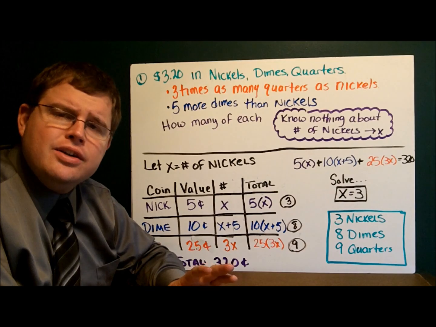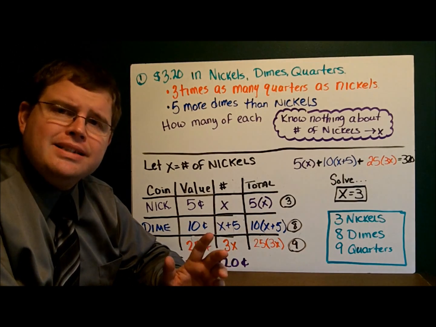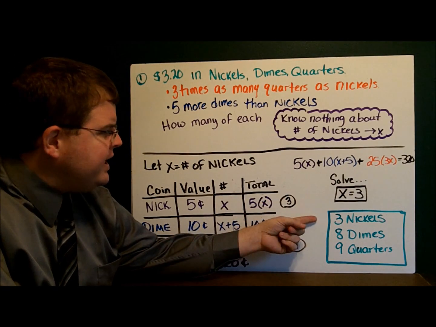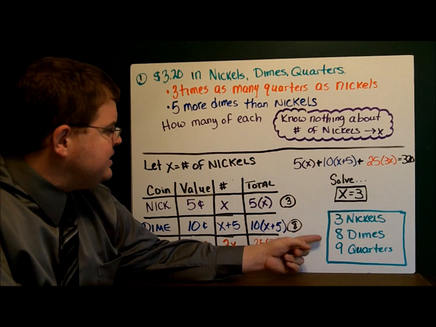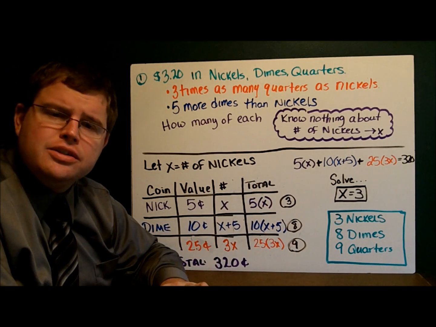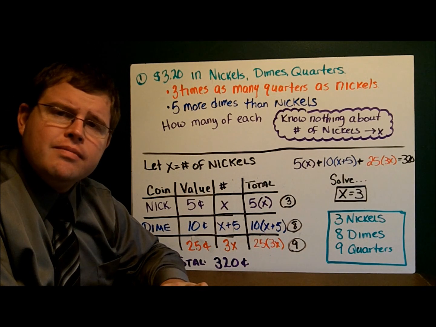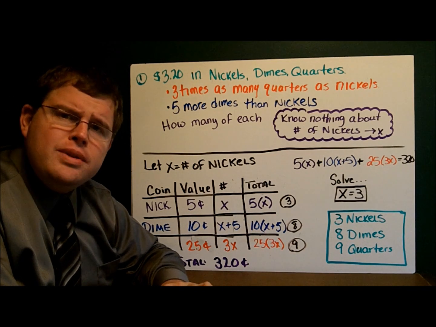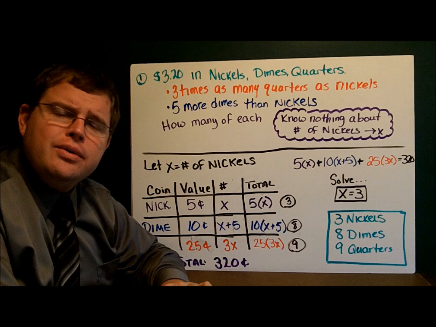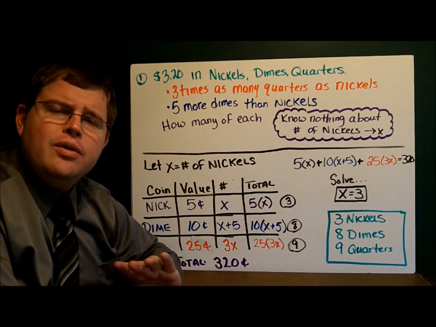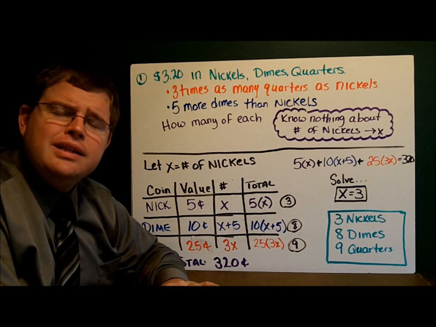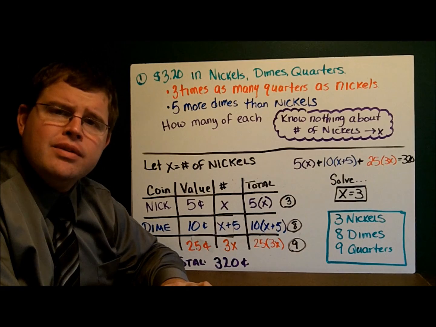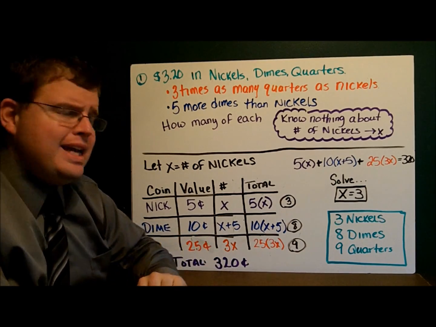Now we should always ask ourselves, does the answer make sense? Well, let's see, that's 15 cents, 80 cents, $2.25. Yes, does it add up to $3.20? It certainly should. So when you go through these problems, the first thing to do is set up your table. Keep your information organized, and once you do that, it's not so bad. It's a lot of steps, you just need to slow down. Let's take a look at the next example.